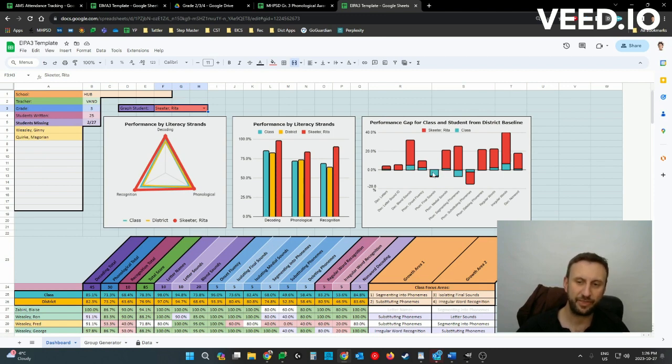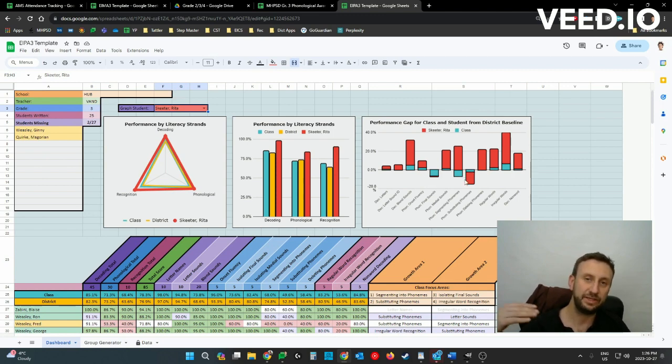But we can see that there was a bit of a gap for final sounds for both the class and for Rita based on this information. The thing that Rita is struggling with the most is substituting phonemes. So we can see that right away from this graph, that is a growth area for Rita, and in fact a little bit of a growth area for the class as well.